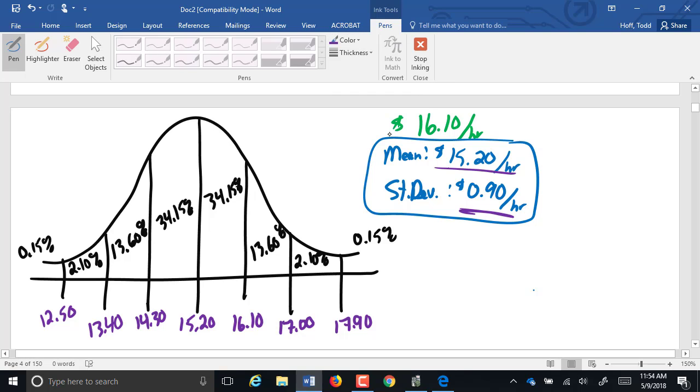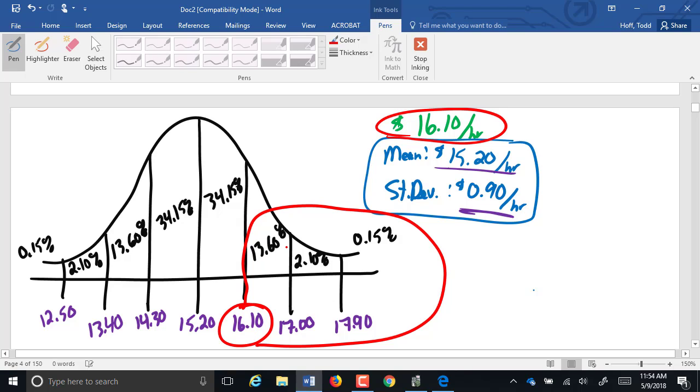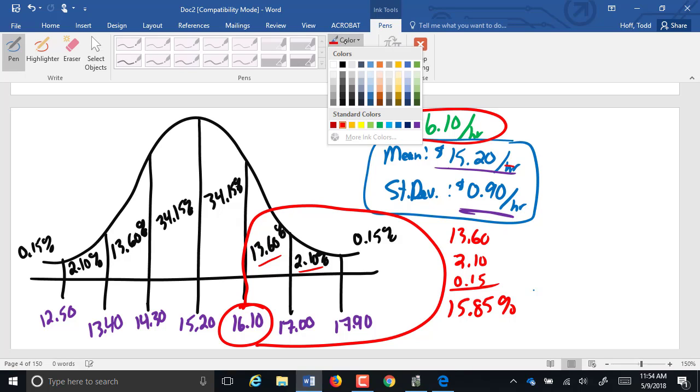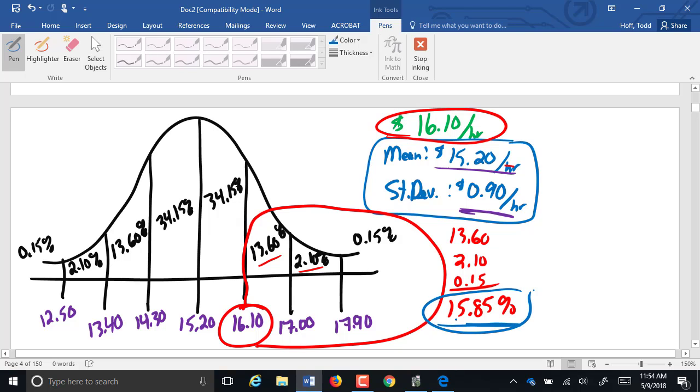So let's evaluate our offer of $16.10. $16.10 actually falls right there. Let's say we want to know what are the chances we could find a better wage than that. So better would be larger, so that's these numbers right here. If I add up those percents, I have 13.6, 2.1, and 0.15. I get 15.85%. What that is telling me is that only 15.85% of jobs in that area pay more than $16.10 an hour. So that's telling me that's probably a pretty good job offer.